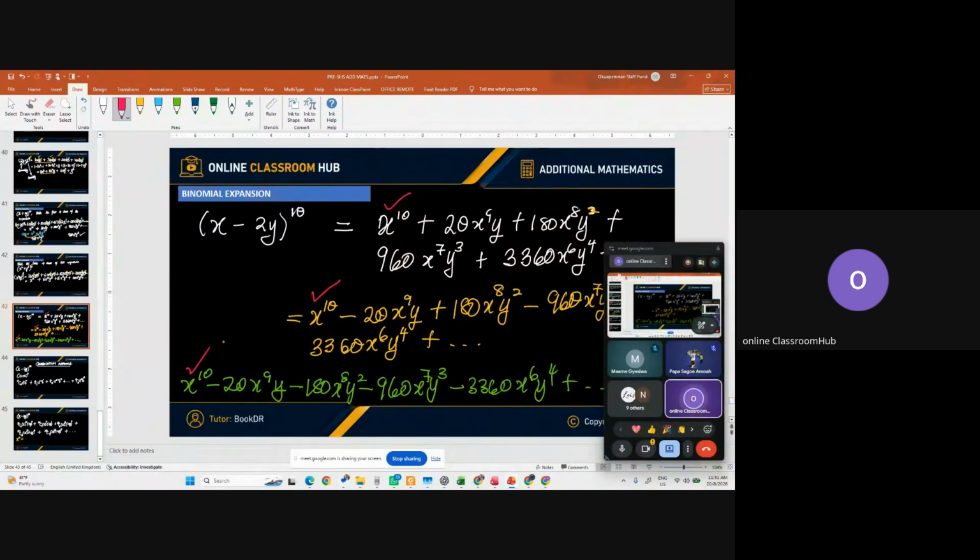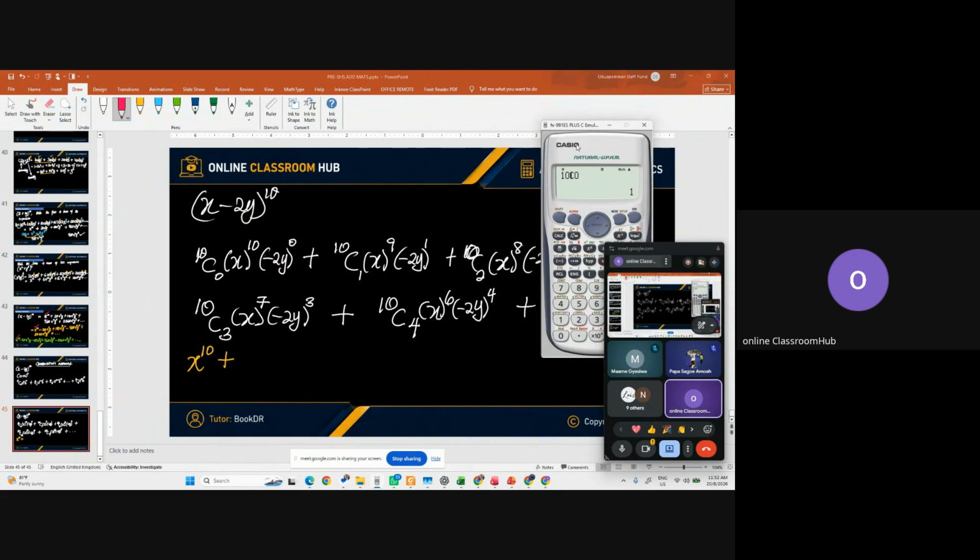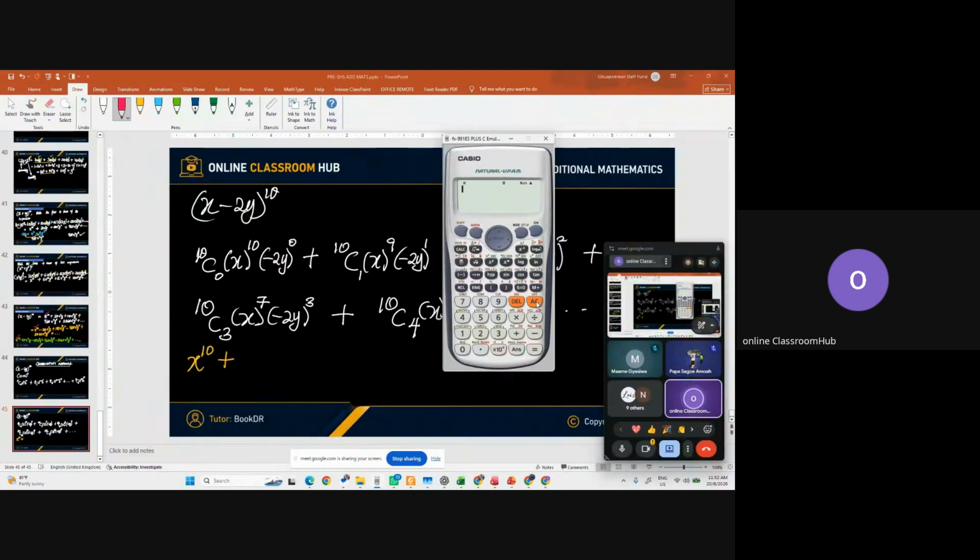So let's go to the second term. Then the second term is 10 combination 1. So we'll go to our calculator app. Clear the screen. Press 10. Shift, then combination. Then combination 1. So press 1. Then press equal to for the answer. So that means the next coefficient is 10. Good.